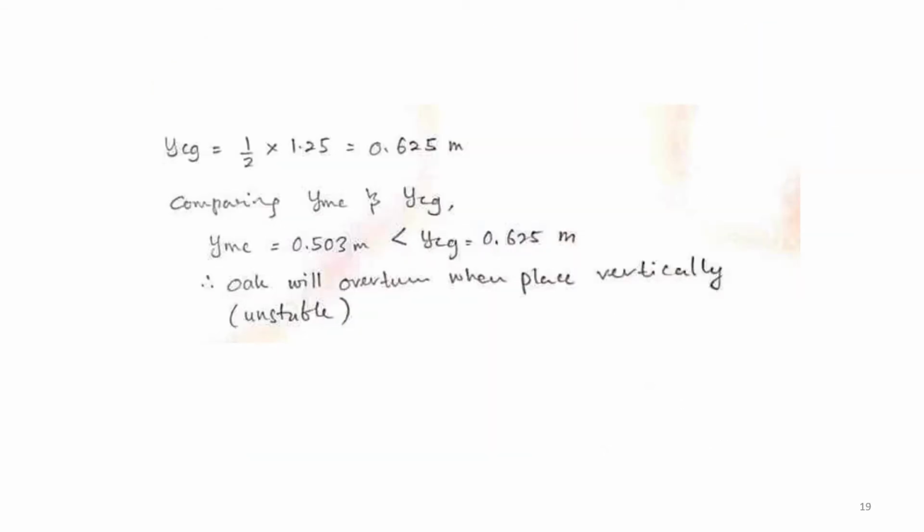Okay, so YCG is 0.625. YMC is less than YCG. So, the oak will overturning when placed vertically. So, it is unstable. Okay, if YMC less than YCG, it is considered unstable.